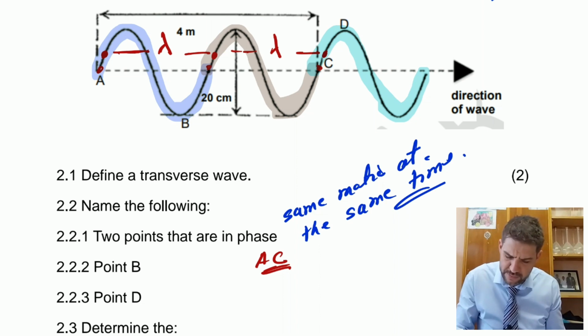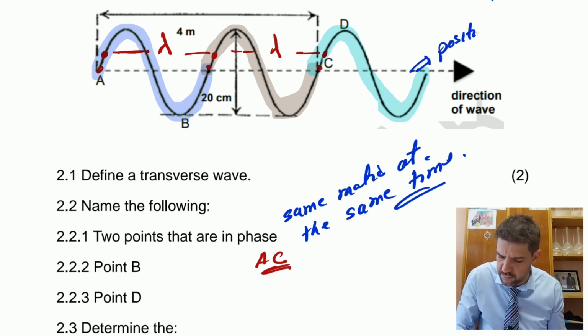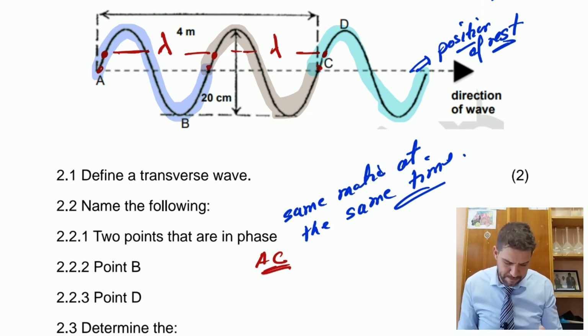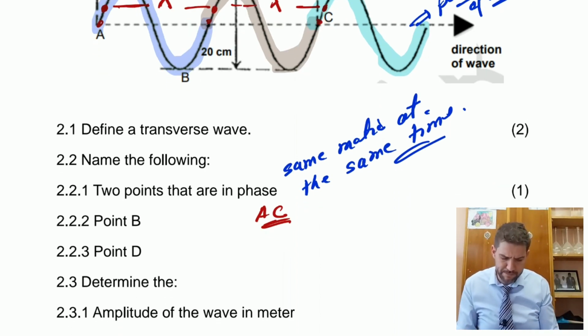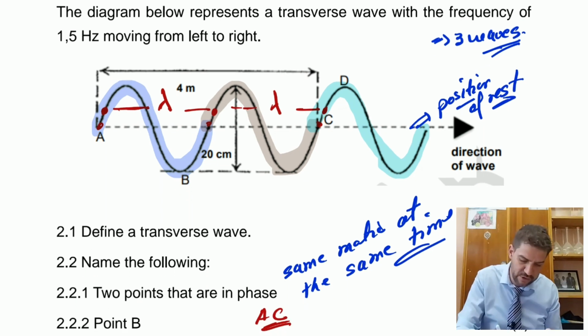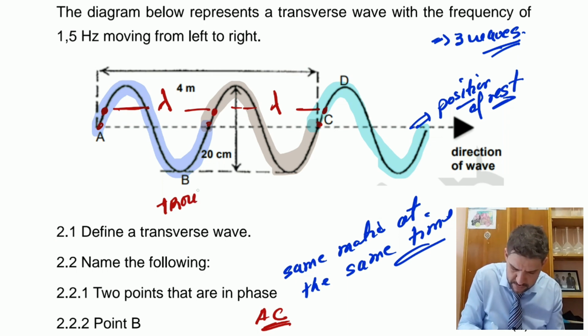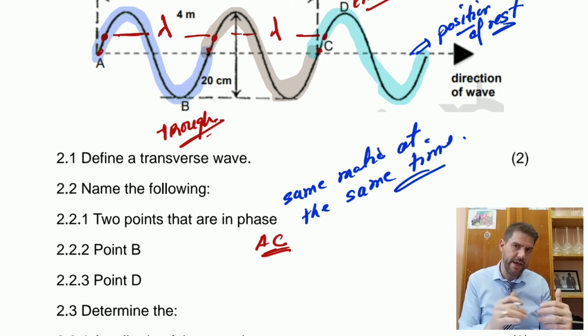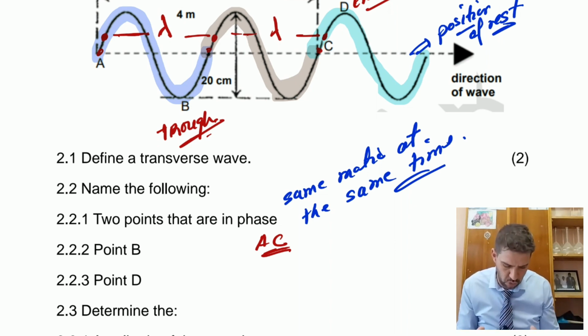Also something important, this dotted line is called the position of rest. Point B and point D. Point B, we already spoke about before. I'm just going to rewrite it. This is a trough. And point D is a crest. We already spoke about that in the previous image, where I explained all that part.